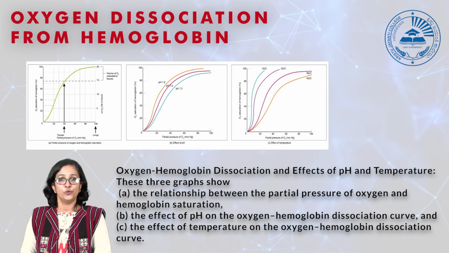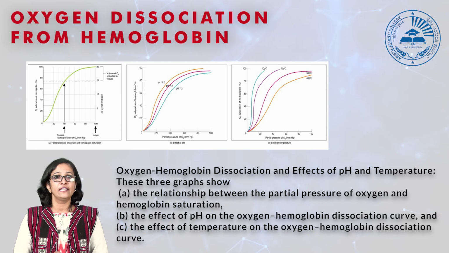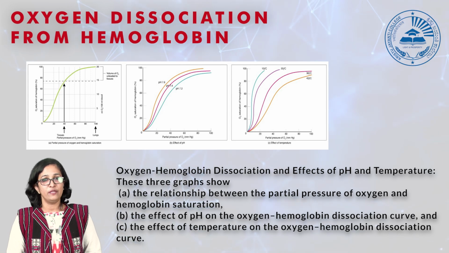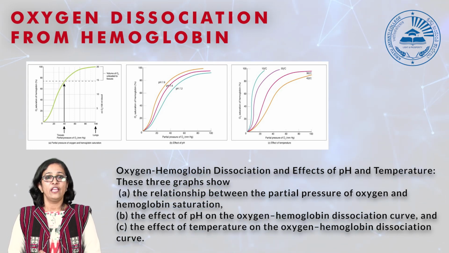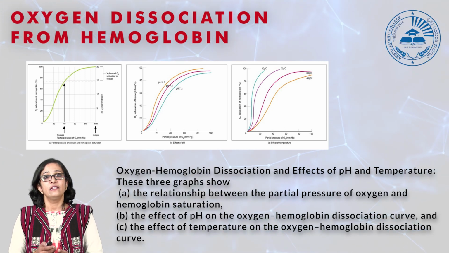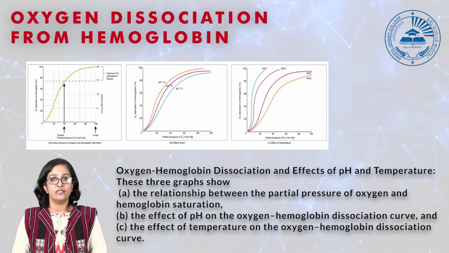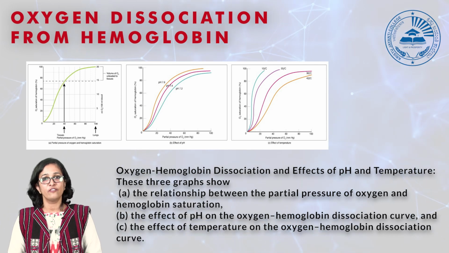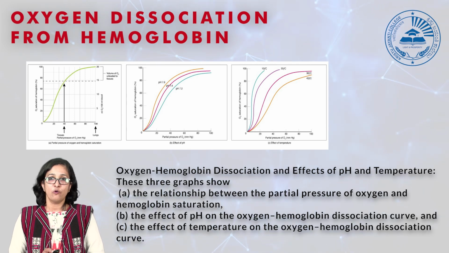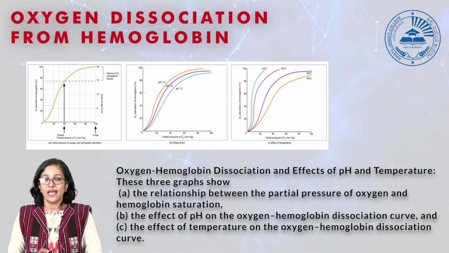Here are the 3 graphs showing the oxygen-hemoglobin dissociation and the effect of pH and temperature. The left side graph with the green bar alone is where the partial pressure of oxygen and hemoglobin saturation is being shown. In the middle graph, the effect of pH on the oxygen-hemoglobin dissociation curve, you can see as the pH increases from 7.4 to just 7.6, towards the left side, that orange line indicates the dissociation curve at pH 7.6. It becomes difficult for the oxygen molecules to dissociate from hemoglobin. Until these oxygen molecules are dissociated from the hemoglobin, the body cannot utilize that oxygen.